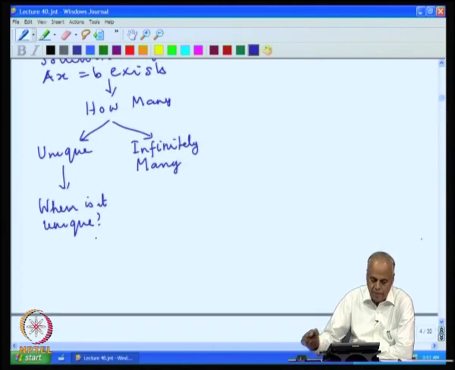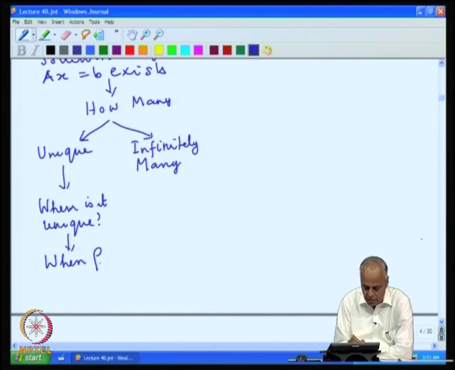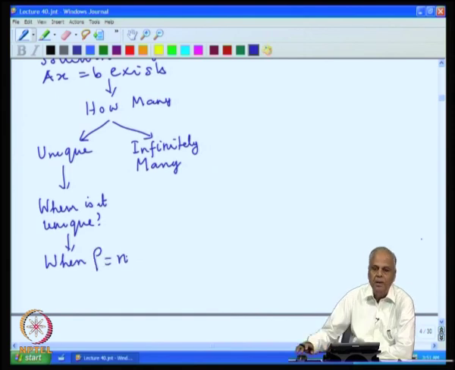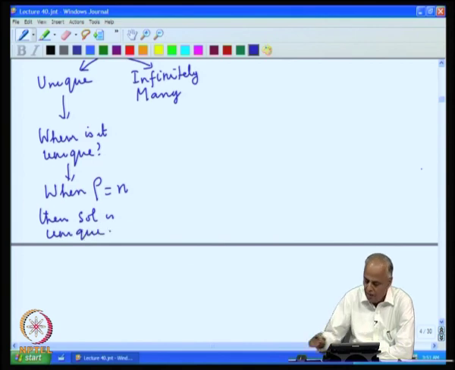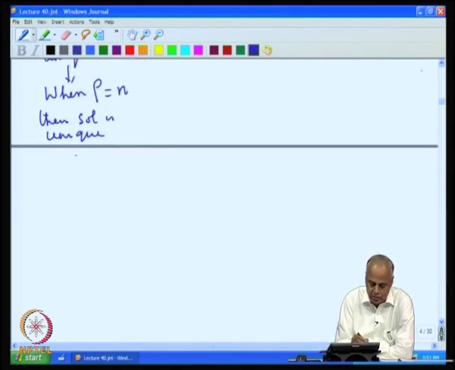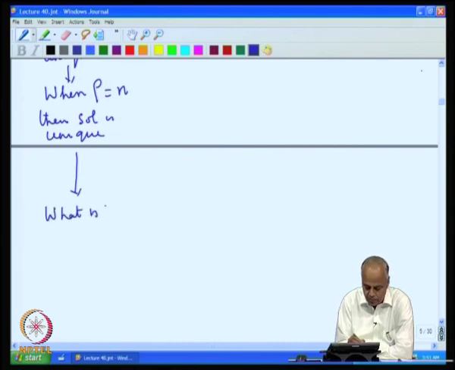And now we have the answer that when the rank of the matrix is equal to n, the number of columns, then the solution is unique. Then finally, we ask the question, in that case, what is the solution?